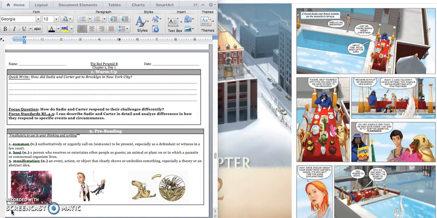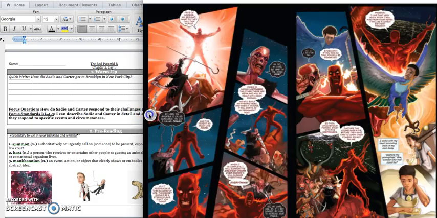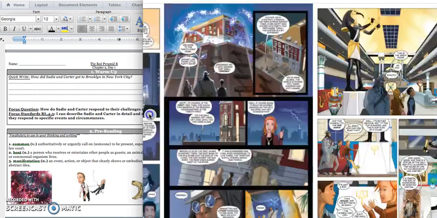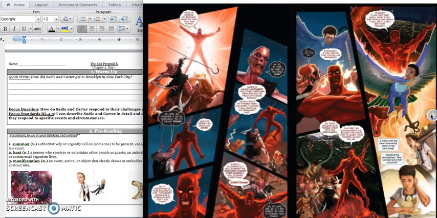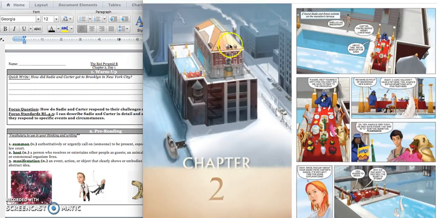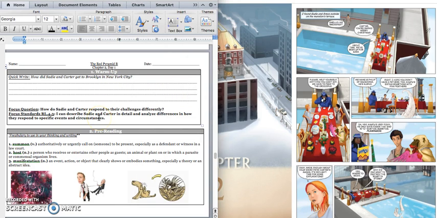Good afternoon, fourth grade. We're going to continue reading in our novel, The Red Pyramid. Before we get started, we have a quick write. It says, how do Sadie and Carter get to Brooklyn in New York City? All right, so you'll need to talk about what happened in chapter 1, how Amos rescued them from the British Museum, and they traveled through the Duat to Brooklyn, and now they're staying at his mansion in Brooklyn. Press pause to write down your answer and play when you're ready for the focus question.